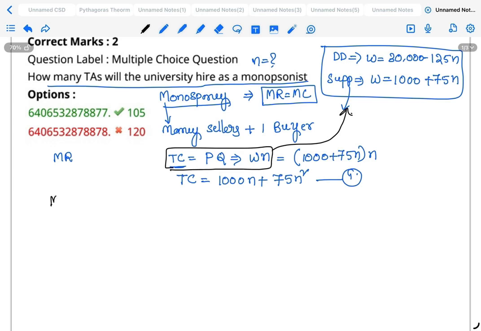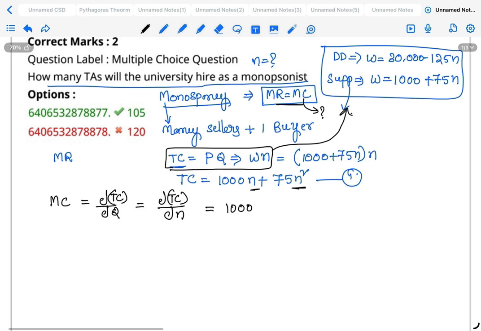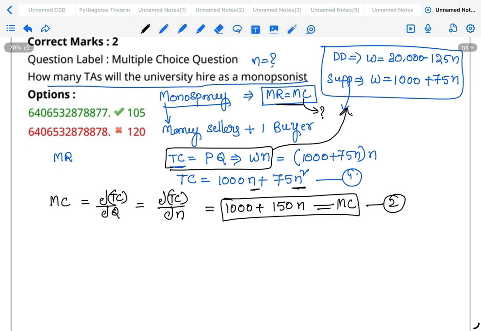So what is the marginal cost? From the condition MR equals MC, we find marginal cost. Marginal cost MC is always the partial derivative of total cost. Total cost is in terms of N, so differentiating with respect to N gives 1000 + 150N. This is the marginal cost, equation number 2.